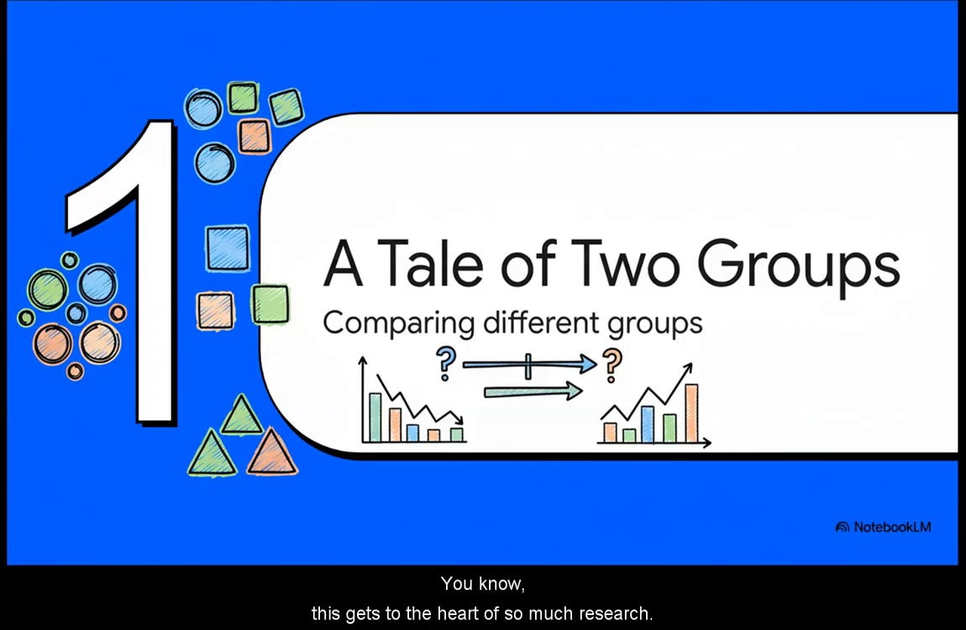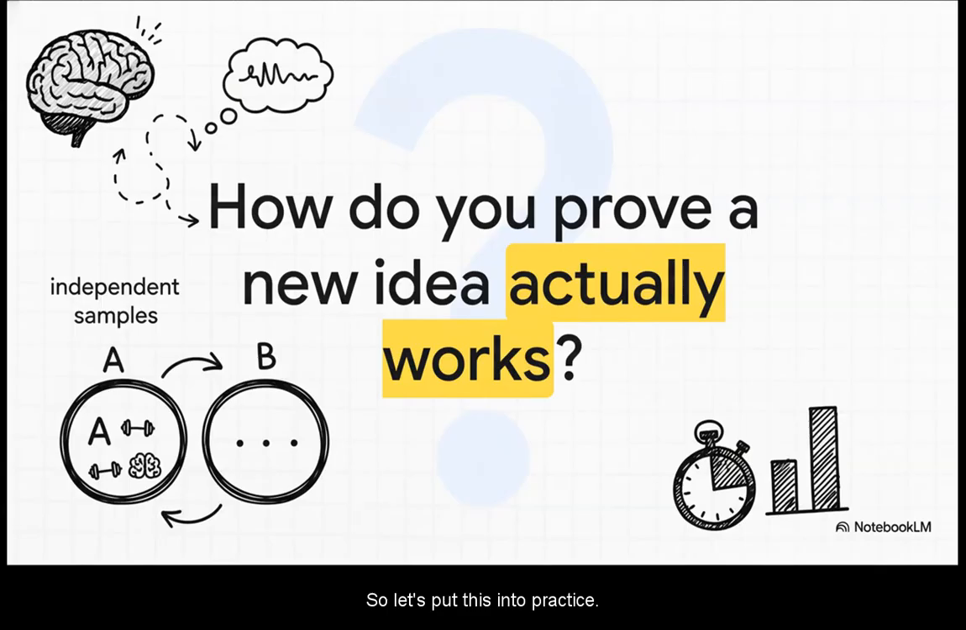Okay, so first up, a tale of two groups. This gets to the heart of so much research. The question is pretty straightforward, but it's a big one. How do we actually compare different groups in a way that makes sense? Let's put this into practice. Imagine our producer creates a brand new brain training app. They're claiming it's going to boost your memory. Cool, right? But how do we prove that?